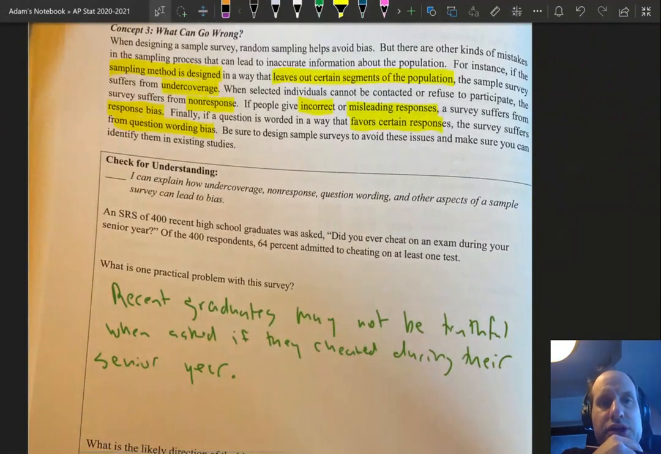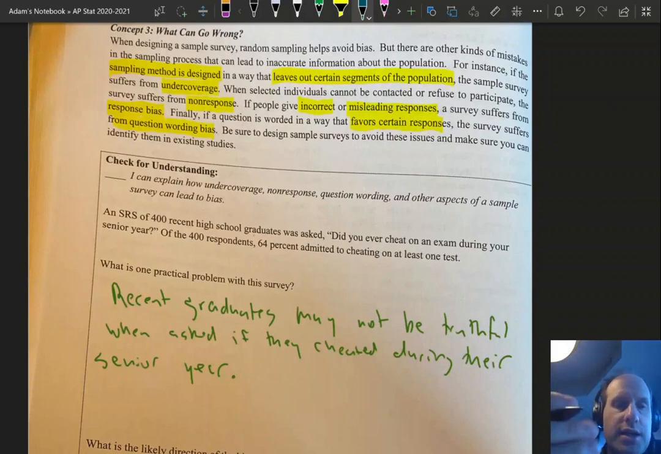When designing a sample survey, random sampling helps avoid bias. But there are other kinds of mistakes in the sampling process that can lead to inaccurate information about the population. For instance, if the sampling method is designed in a way that leaves out certain segments of the population, the sample survey suffers from undercoverage. When selected individuals cannot be contacted, or maybe they refuse to participate, the survey suffers from non-response. If people give incorrect or misleading responses, a survey suffers from response bias.